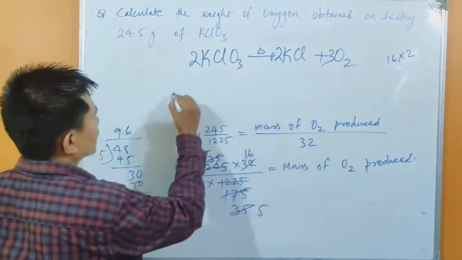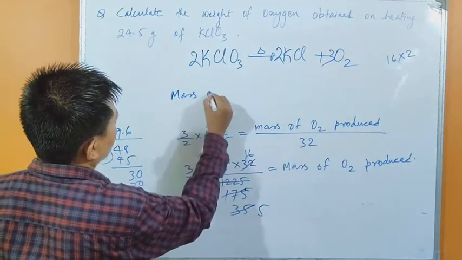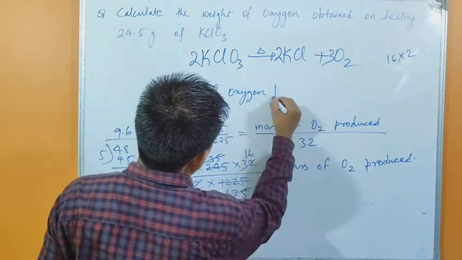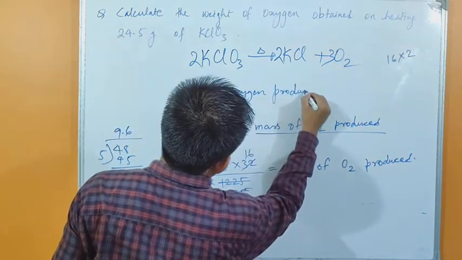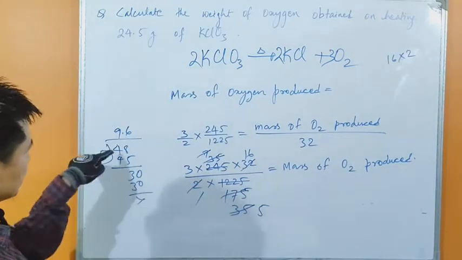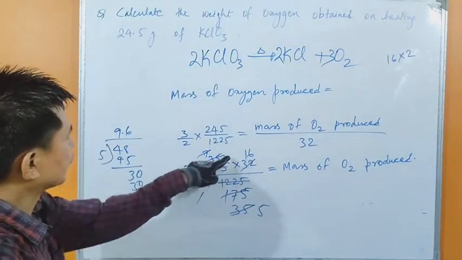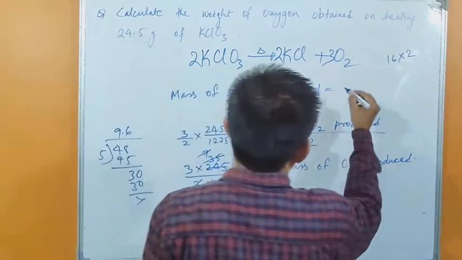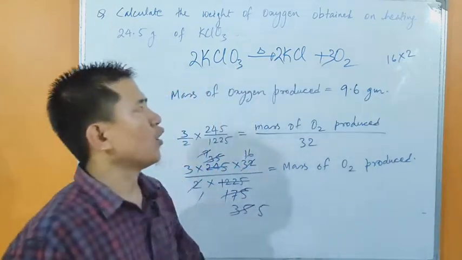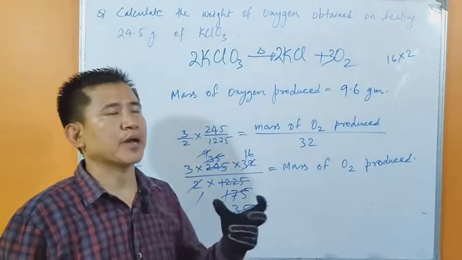Therefore, the mass of oxygen produced equals how much? 9.6, isn't it? When we divide 16 into 48 by 5, we get 9.6 grams. This is the way we solve numerical problems by the mole concept.